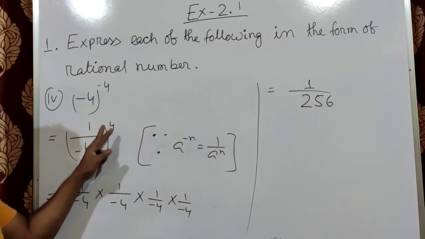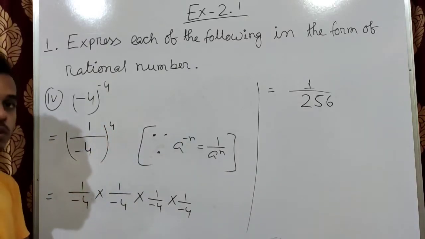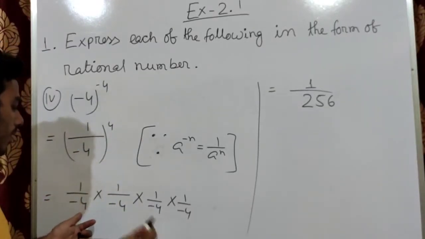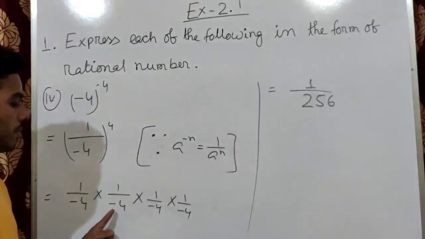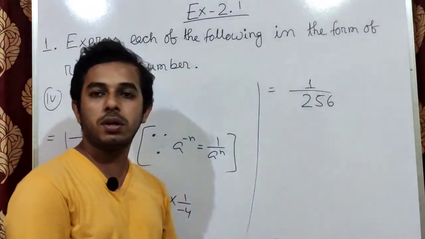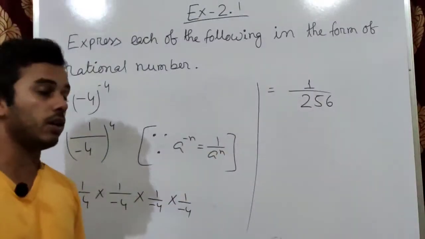Now let us come towards the sign. Here power is what? Even. As I told you, if power is even and sign is minus, sign will become what? Positive. Okay, let us look. Minus minus is plus, plus minus minus, and again minus minus is plus. So it is 1 by 256. So this is our required answer.